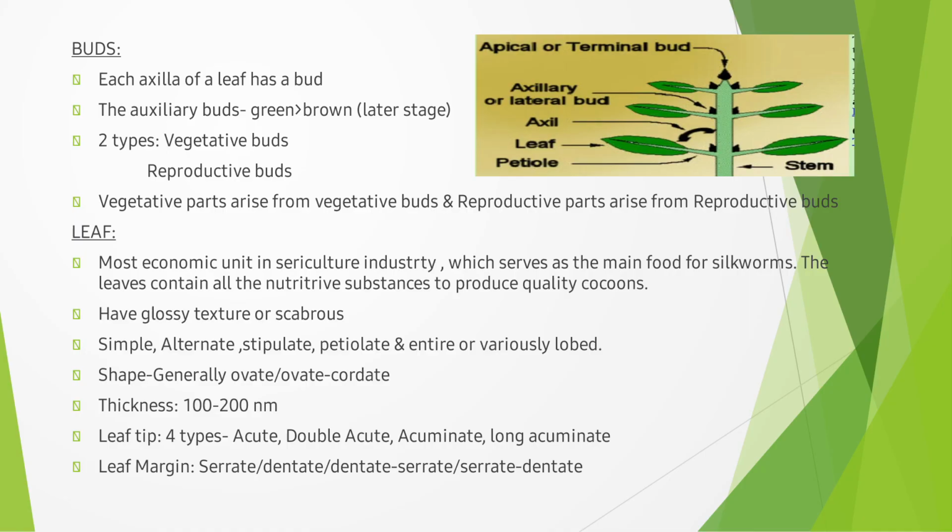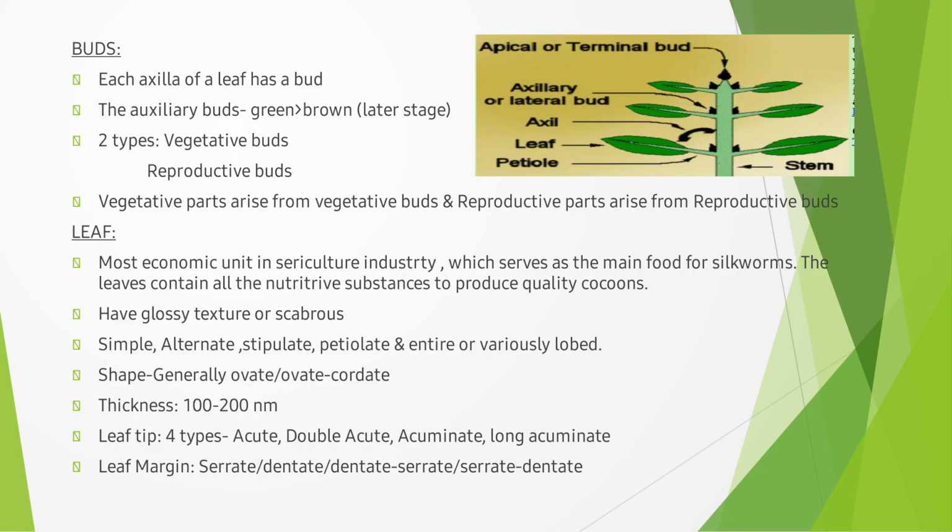The leaf is the plant part which is fed to the silkworms. So, the most economic unit in the sericulture industry is the leaf, as this serves as the main food for silkworms. The leaves contain all the nutritive substances to produce cocoons.